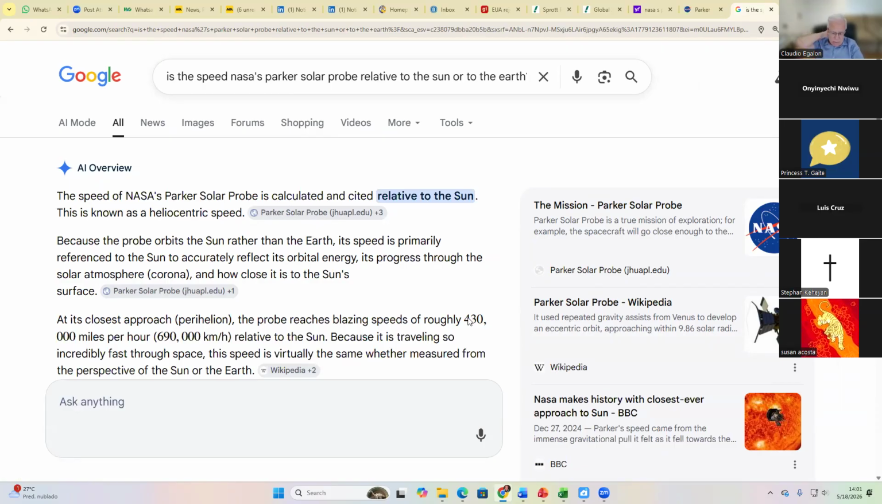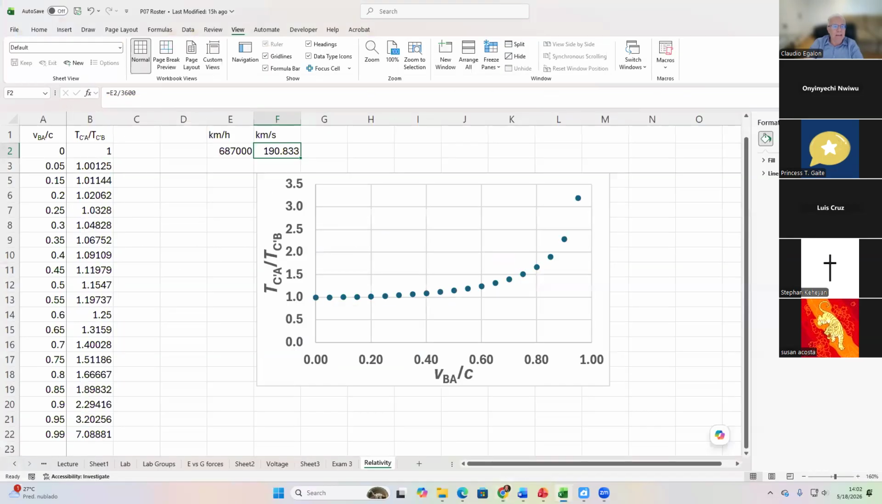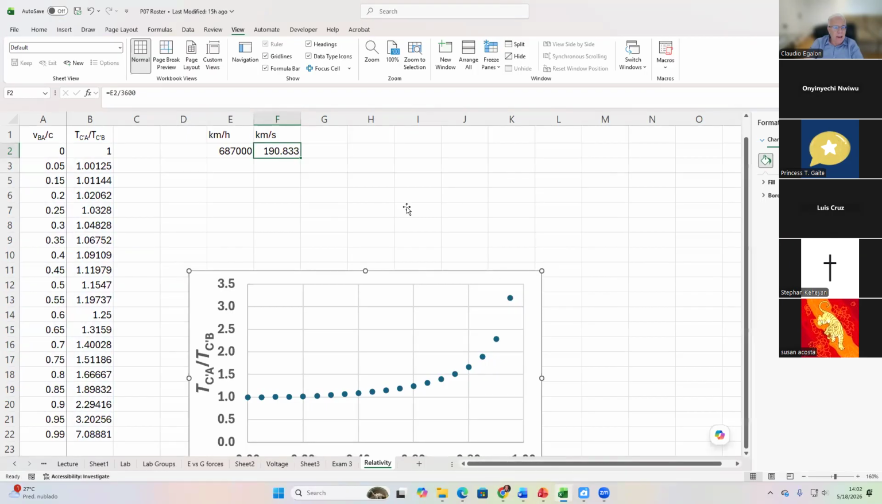Some time ago, I remember when I used to receive the bulletins from NASA relating the health of the Voyager spacecraft, they cited that the speed of Voyager at a certain point was 100 kilometers per second. So the Parker Solar Probe is almost twice that of Voyager. And we can even calculate the relativistic effect at the highest speed. It's possible to do that.